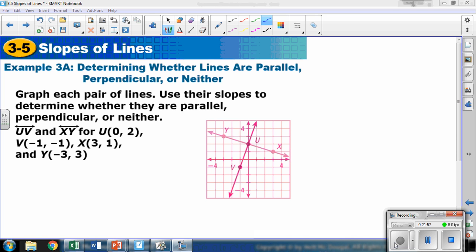Of course, we had the point (0, 2): left and right 0, up 2. We had the point (-1, -1): left 1, down 1, and we connected those two points to create UV. We also went to (3, 1): 3 to the right, up 1, and (-3, 3): left 3, up 3, to give us these. Now that we have them graphed, are these parallel, perpendicular, or neither?